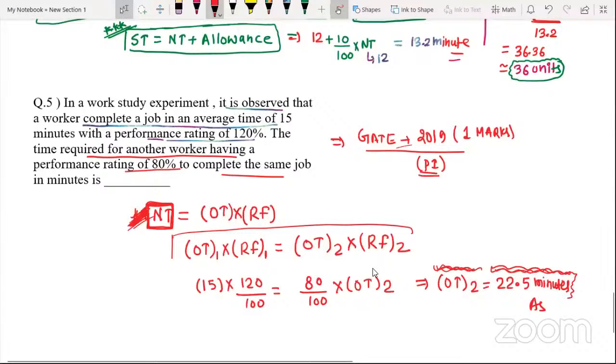This chapter, standard time, is very simple. I have taken the easy numericals because easy questions are going to be asked in this chapter. You can see the GATE previous year 2019, a very recent problem. So just revise the chapters.